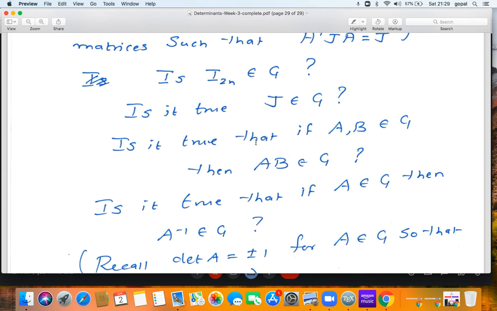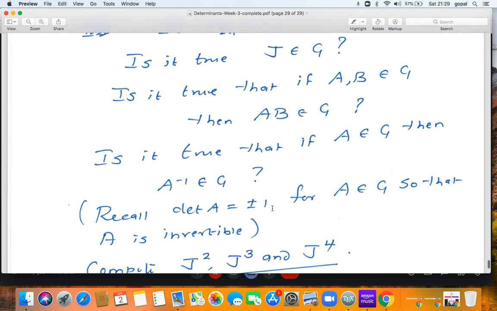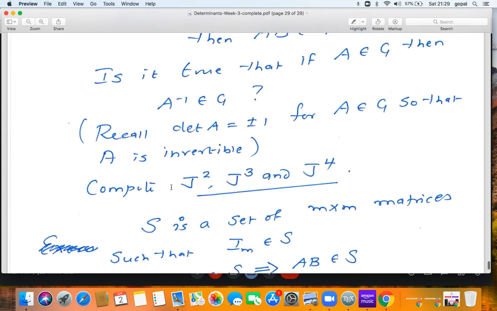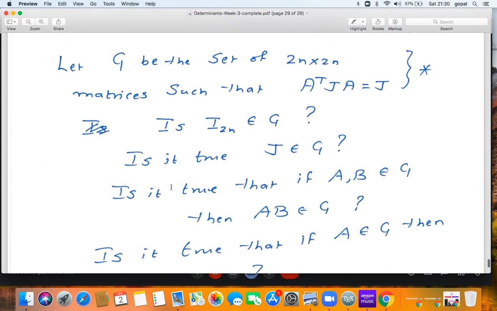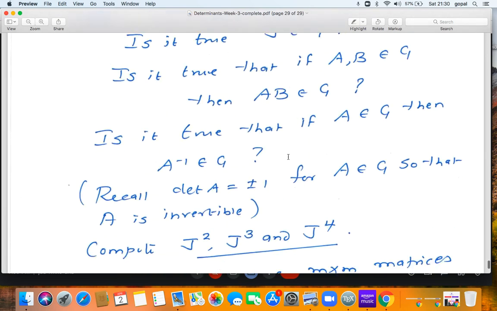Okay. Remember that if A is a matrix with this property that A transpose JA equal to J, then the determinant of A is plus or minus 1. In fact, it's going to be plus 1, but that's a different story. And so such a matrix is invertible. So A inverse makes sense. Okay. So this is a very curious property of the set of matrices G. The identity matrix is in G, whenever two matrices are in G the product is also in G, and whenever a matrix is in G, its inverse is also in G.